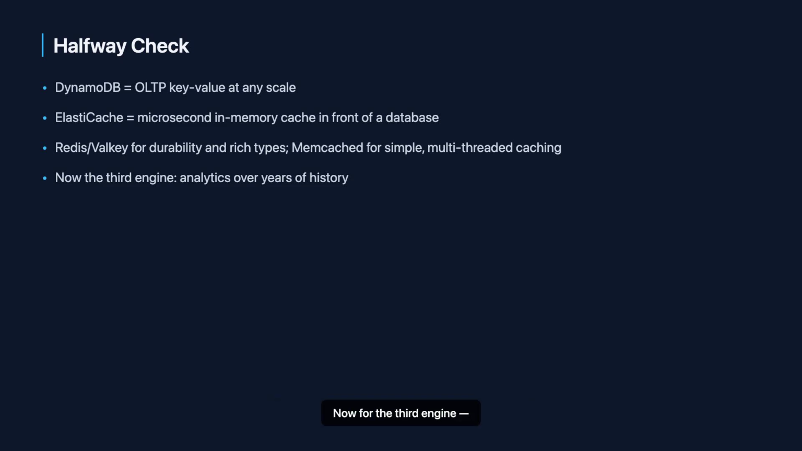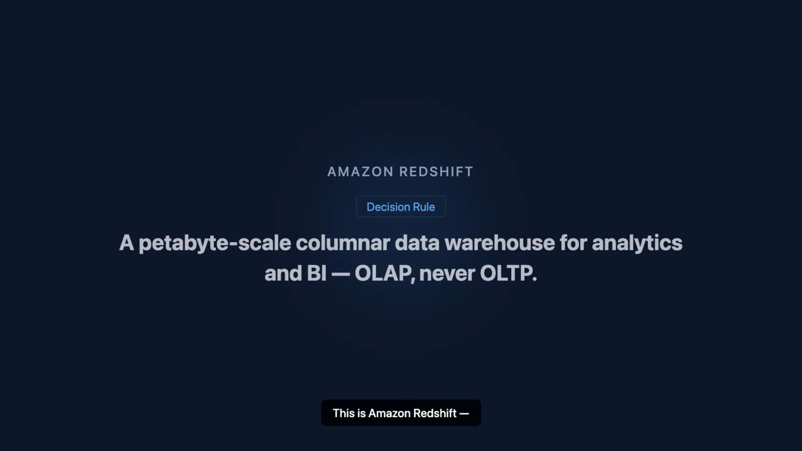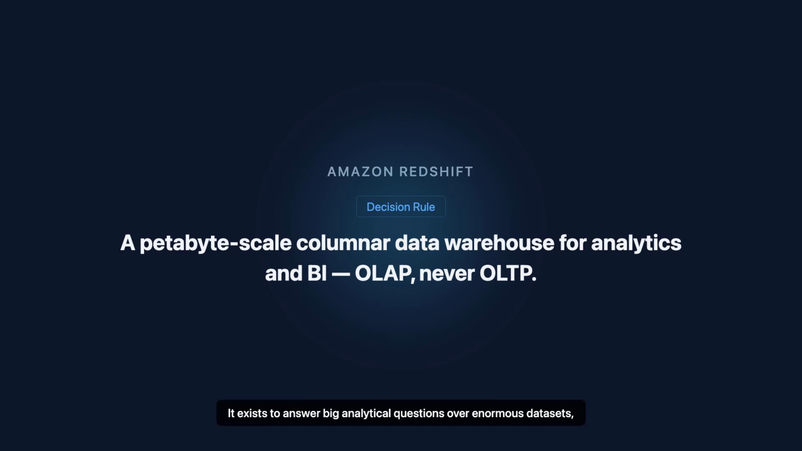Now for the third engine, the one that answers questions over years of history. This is Amazon Redshift, a petabyte-scale columnar data warehouse built for analytics and business intelligence, and the decision rule could not be sharper. Redshift is OLAP, never OLTP. It exists to answer big analytical questions over enormous datasets, like revenue trends across years of game history. It is the right answer only for analytics, data warehousing, and business intelligence. The instant a question describes a transactional or real-time application workload, Redshift is the wrong choice, full stop.